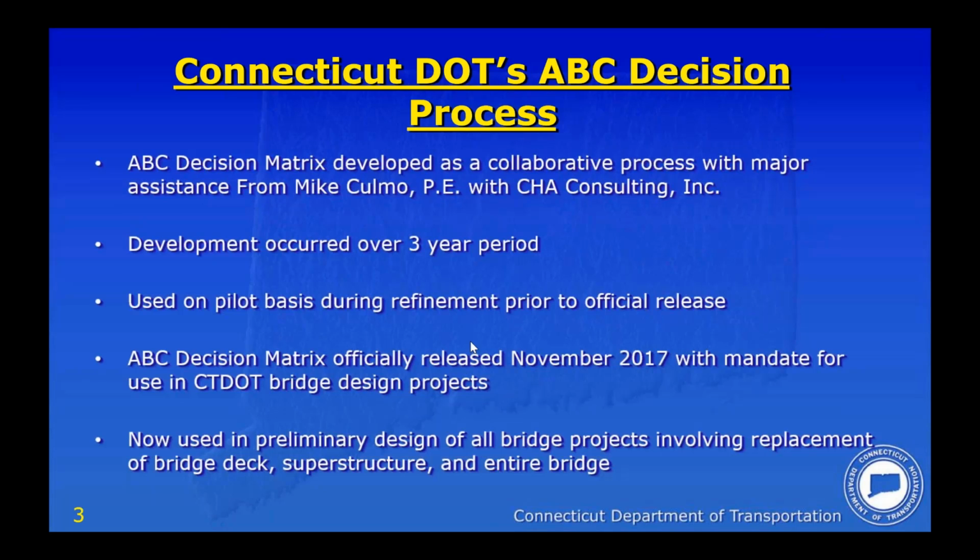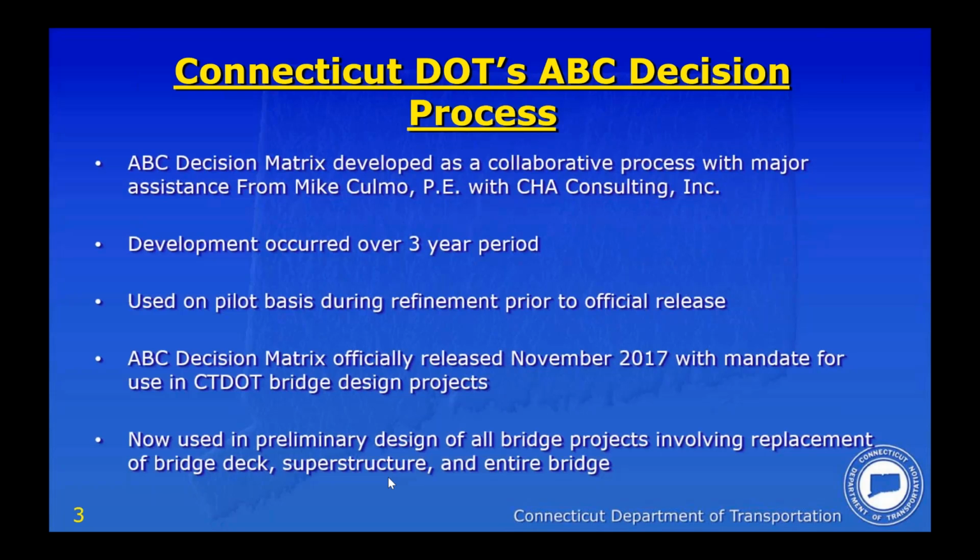So the matrix was used on a pilot basis for a few years while we were tweaking it. Also, just before we put this out, it did have some inputs for user traffic impacts, and we consulted with our traffic engineering group, and they requested we do a bit more to help take the load off of them. So there would be tools within the matrix for bridge engineers to determine user and traffic impacts on any given ABC alternative.